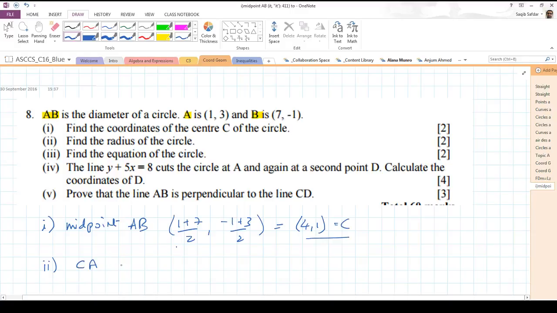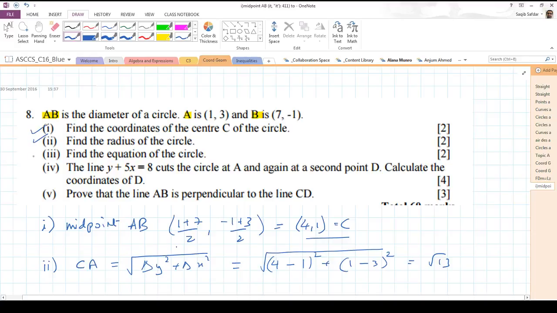So C to A would be our Pythagoras again, the difference in y squared plus the difference in x squared, square root. So we've got 4 take away 1 squared plus 1 take away 3 squared, square root, and this gives us the square root of 13. Is that okay? So 3 squared, 9, and then 2 squared, 4, 9 plus 4 is 13. Alright, so that part's done.